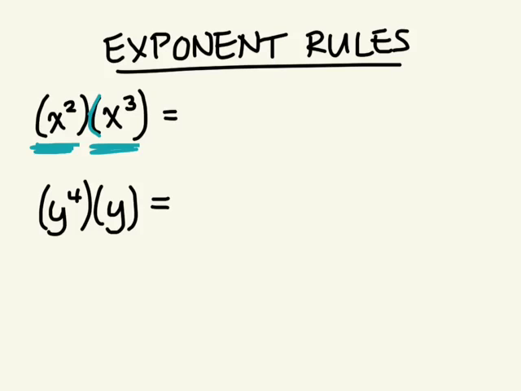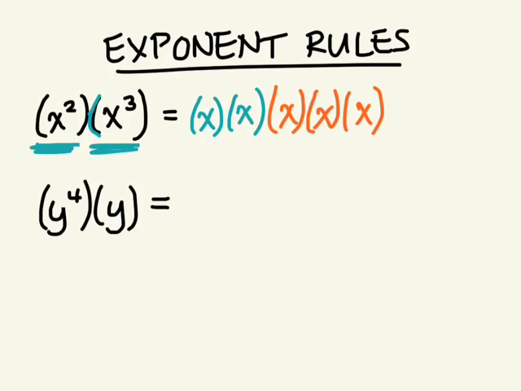Well, x to the power of 2 means x times x. What does x to the power of 3 mean? X times x times x. If I want you to write this as a single power, how many x's do we have? 5. So this would be x to the power of 5. Let's try the next one.